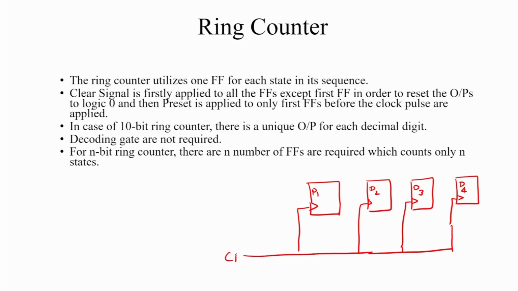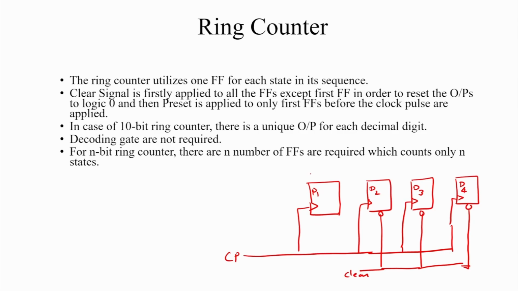This is a clock pulse. Another is the clear input. Generally, the clear input is provided to all the flip flops excluding the least significant flip flop. Clear input means whatever is stored previously, the output becomes 0. And there is a preset.